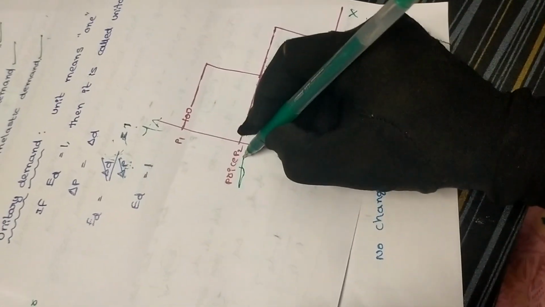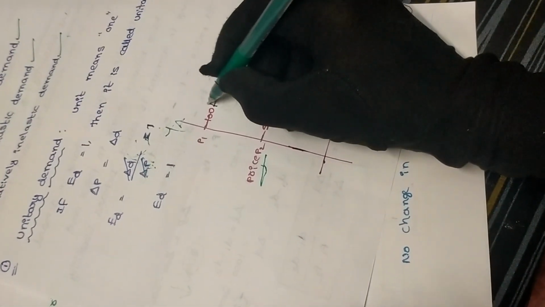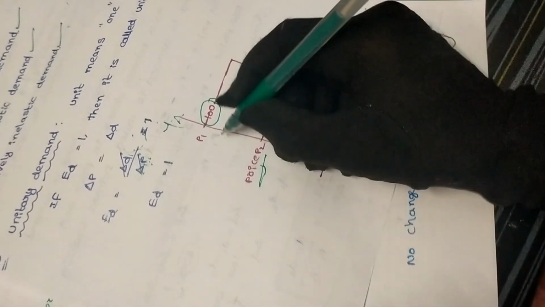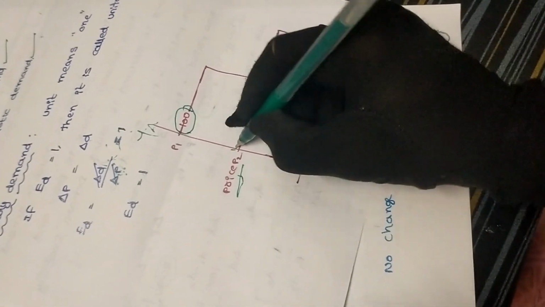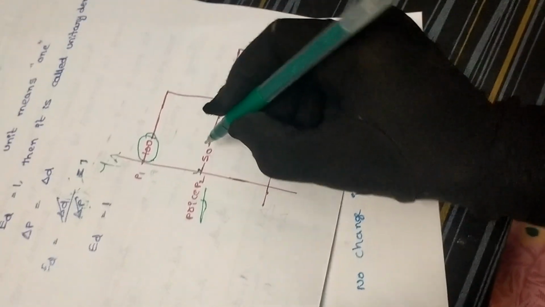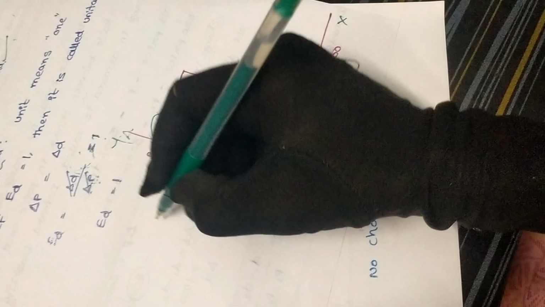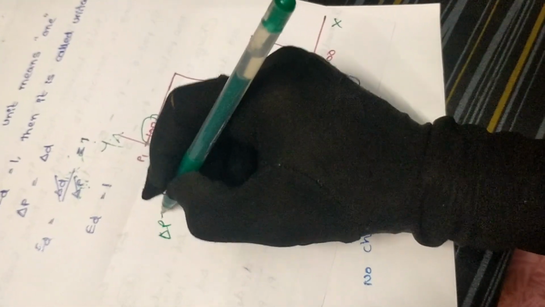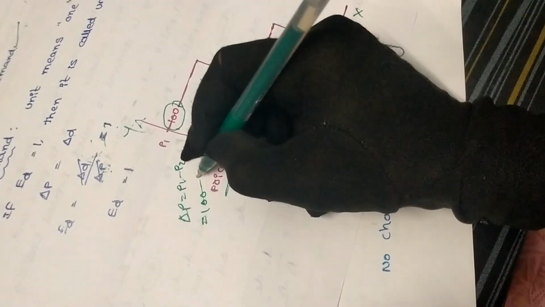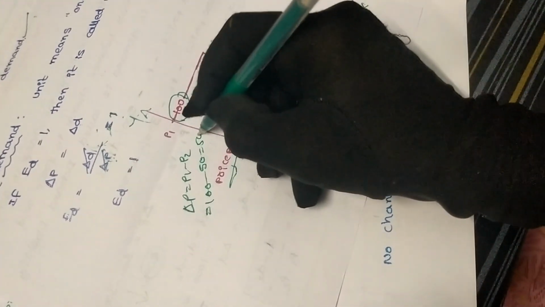So if you have taken the graph, it is the y-axis and the x-axis, where on the x-axis I have taken the demand and on the y-axis I have taken the price. Initially the price was 100 rupees, and suddenly the 100 rupee product was available at 50 rupees. Now what is the change in price? Change in price delta P is equal to P1 minus P2. That means 100 minus 50. How much is it? 50.